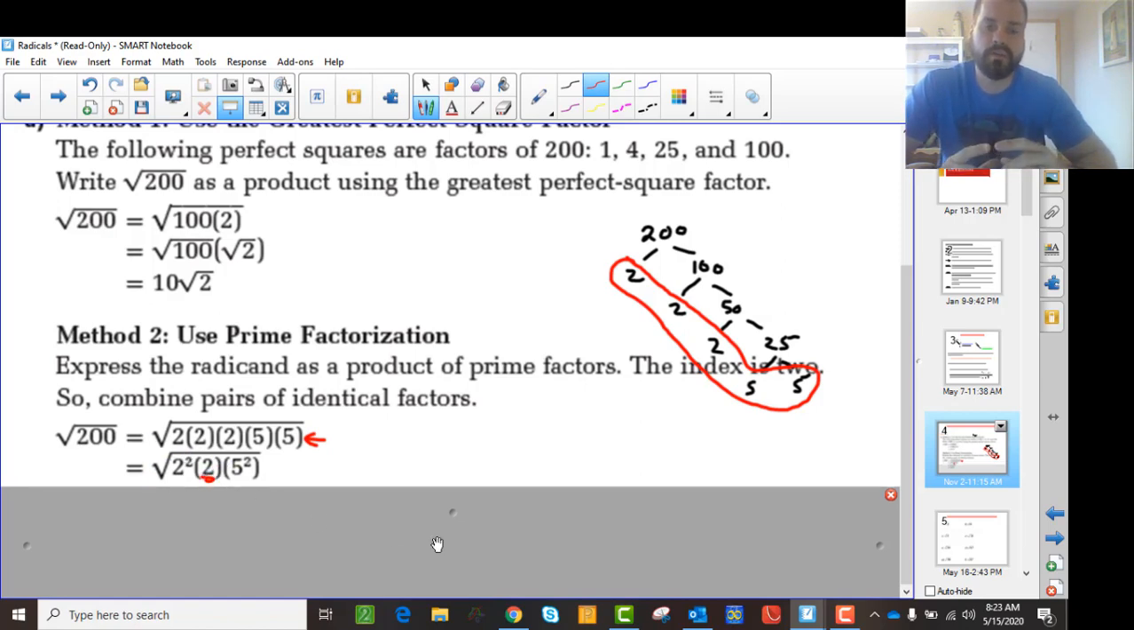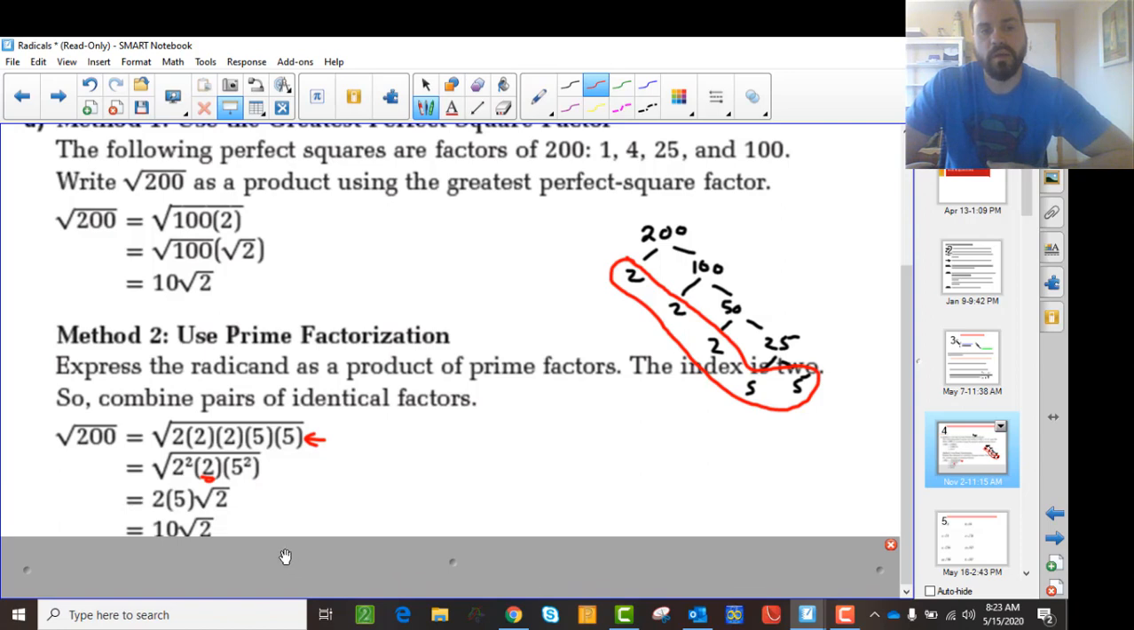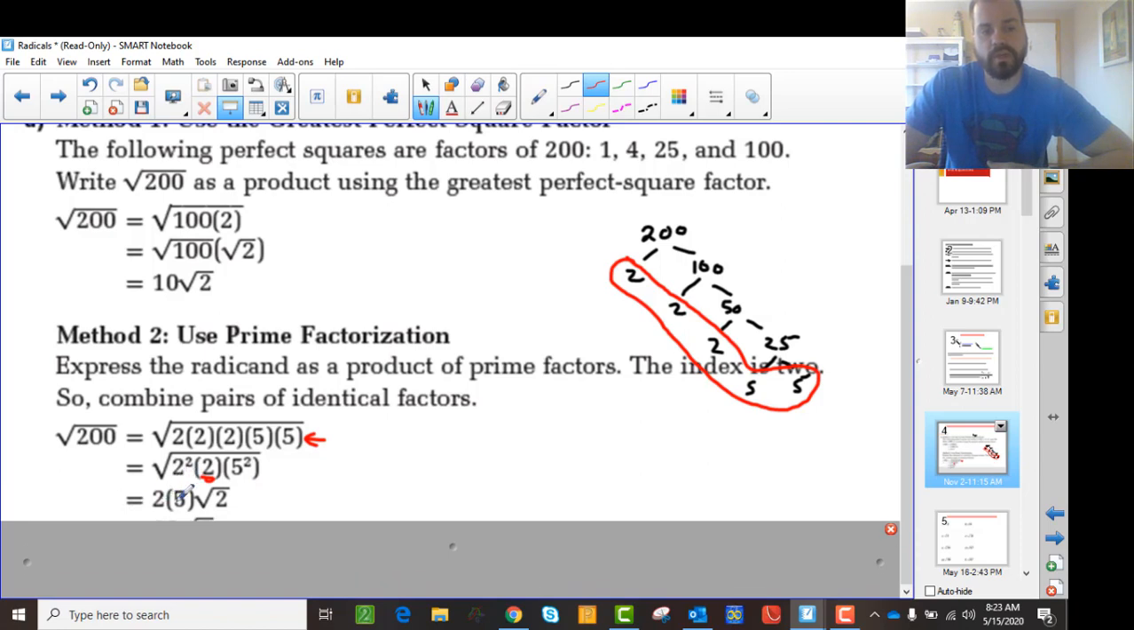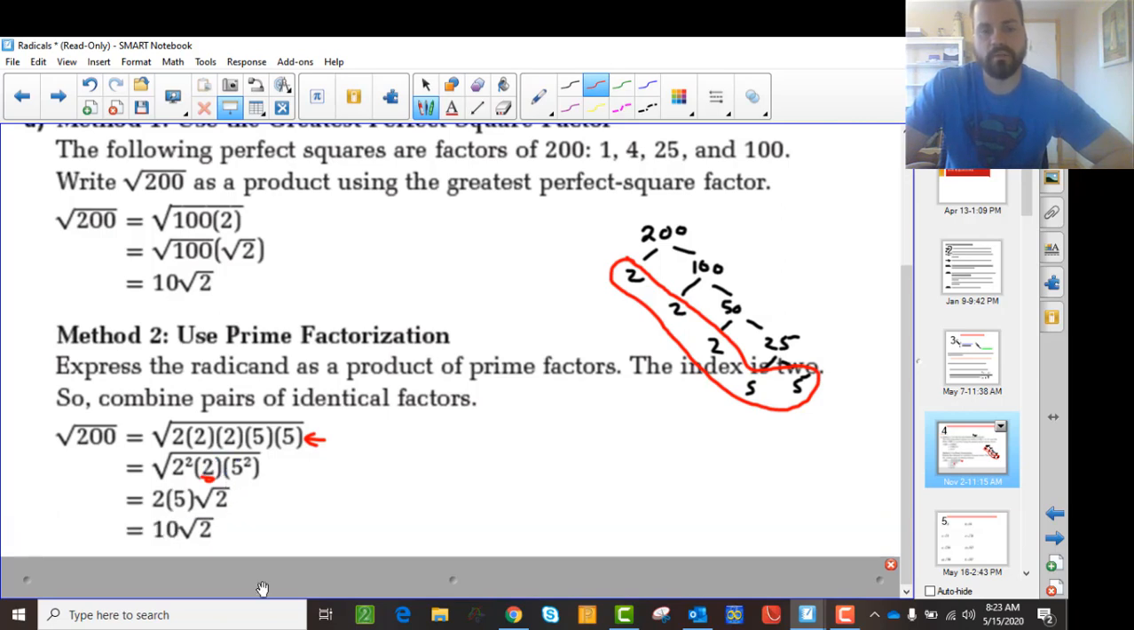And then the 5's, there's 2 of those. So we can group them as a 5 squared. Then we take the square root of the stuff that's squared. So in other words, we take the square root of 2 squared, and we take the square root of 5 squared, and we put those out front. So we have 2 times 5 times root 2. That root 2 is coming from this 2 that's left there. Okay, and then we finally get 10 root 2.